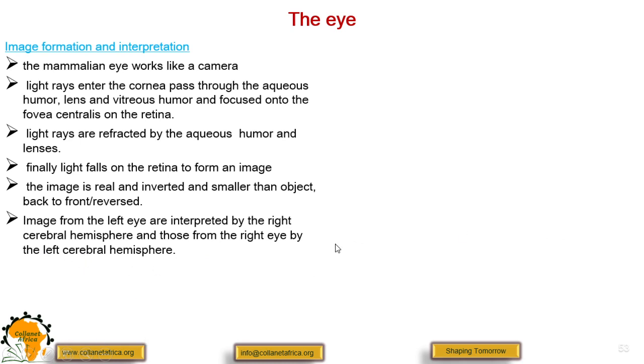So we remember we said the cerebrum is that part of the brain that integrates sensory movements like vision, among others. The retina forms a very clear image when light reaches it.